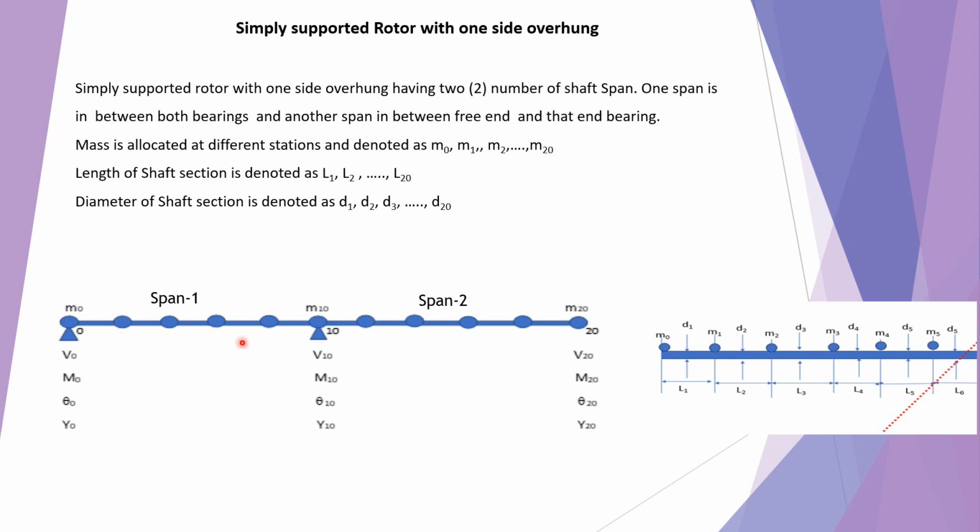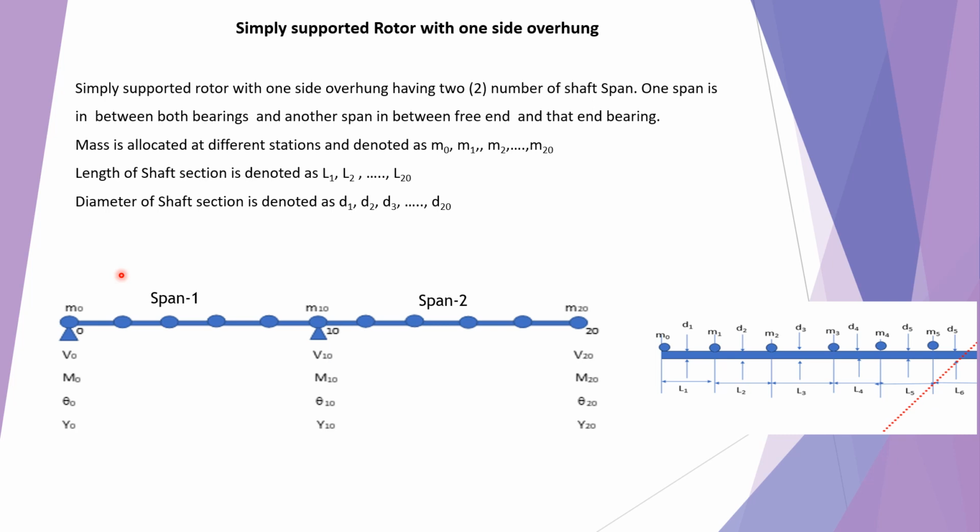If the masses are allocated in different stations, 0 to 10 is for span 1 and 10 to 20 is span 2, and similarly for diameter and length, which are also shown here. So this is a simply supported rotor with one side overhang, having two shaft spans. One span is between the two bearings, and the other is between the free end and the end bearing.